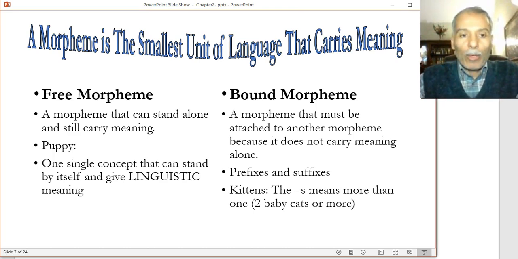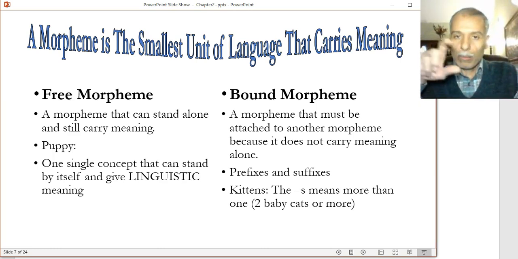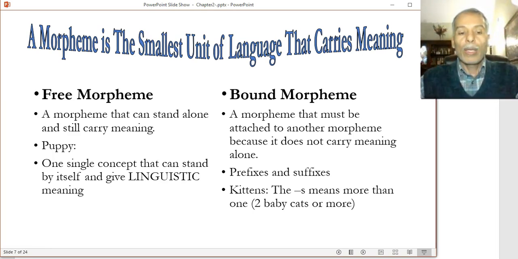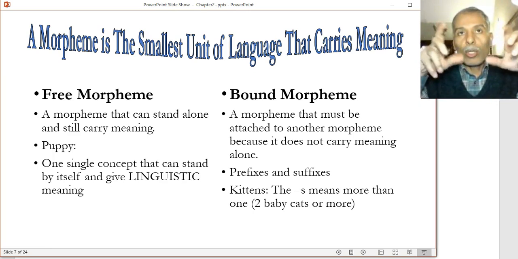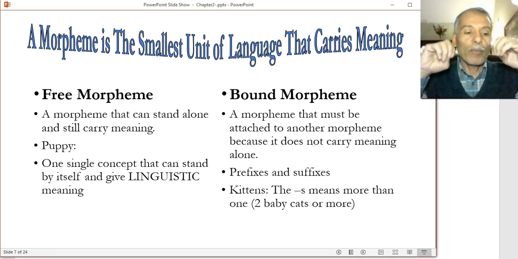So I'll say a little bit about morphemes, but not too much, just within the context that it connects with phonetics. Morphology is the science of the language that has to do with the composition of words. How the word is constructed.